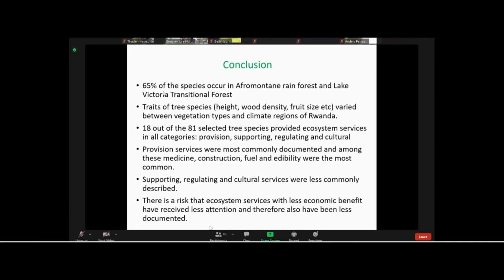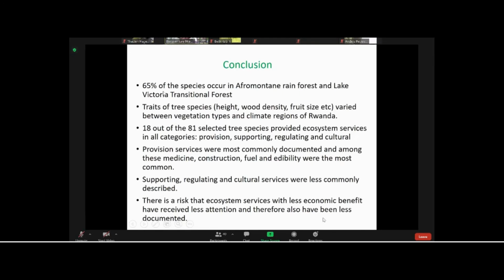The third one is that 18 out of 81 selected tree species provided ecosystem services in all categories, which are provisioning, supporting, regulating, and cultural. The provisioning services were the most commonly documented. Among these, medicine was the first, and then construction, firewood, and edibility were the most important and the most common.